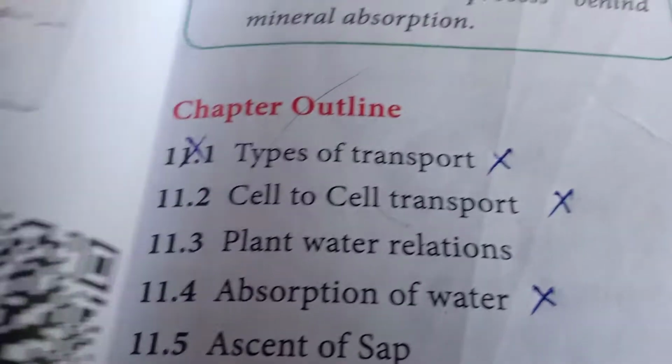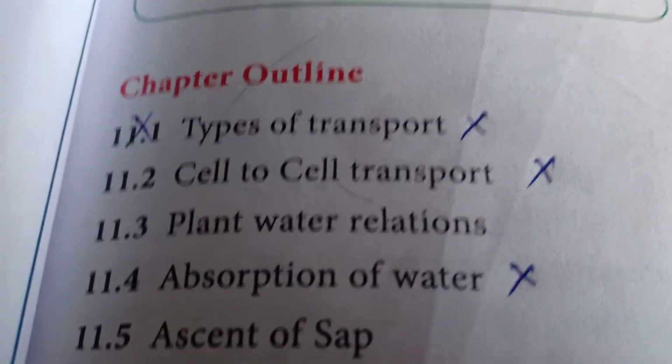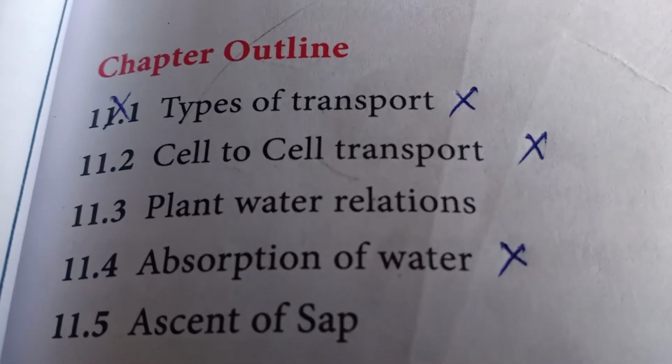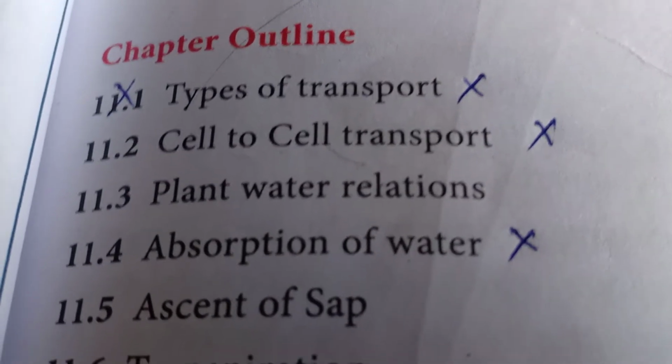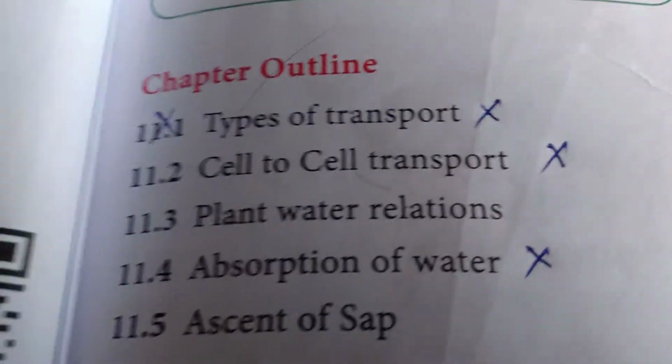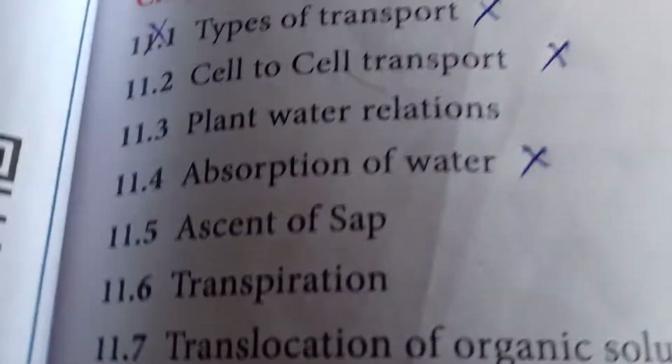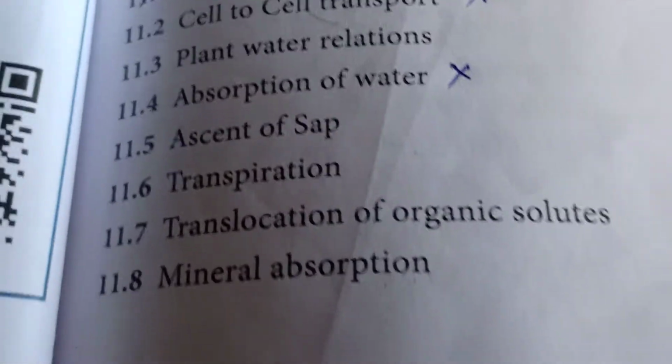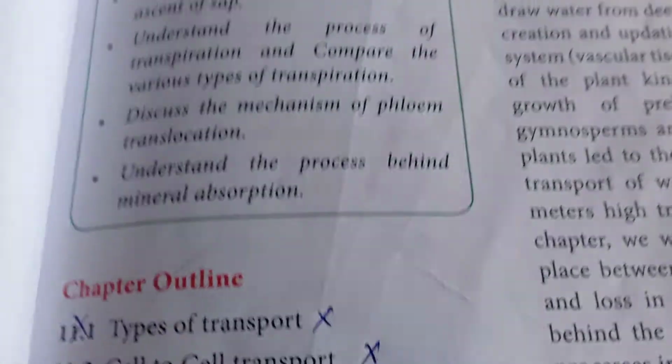And we are looking into the reduced portion. 11.1 types of transport, 11.2 cell-to-cell transport, and 11.4 absorption of water have been reduced. So these three topics have been deleted. Other than that, all the other topics are in the textbook.